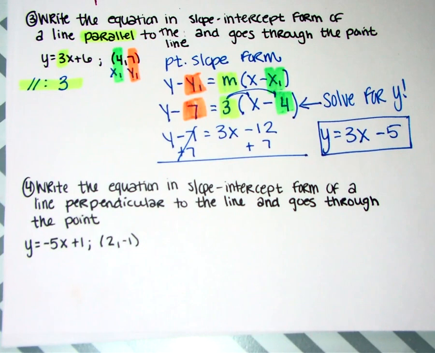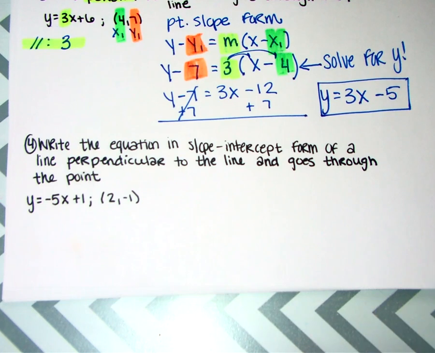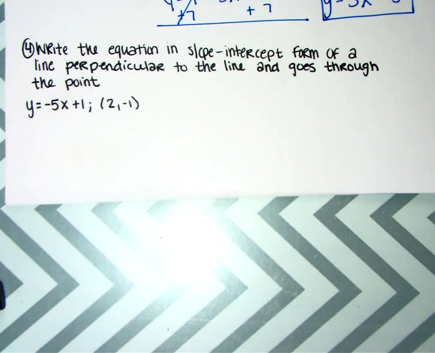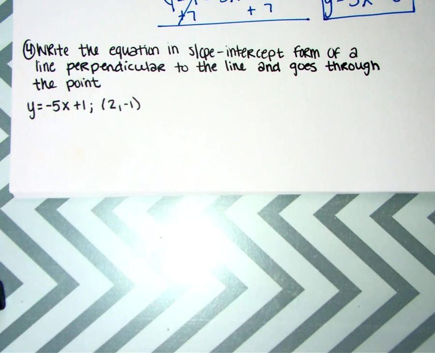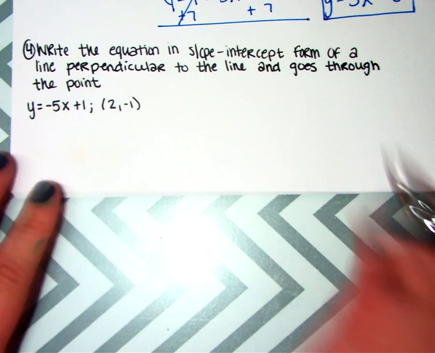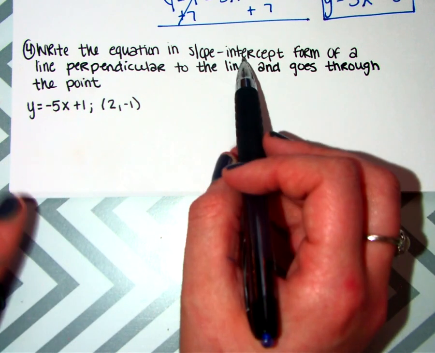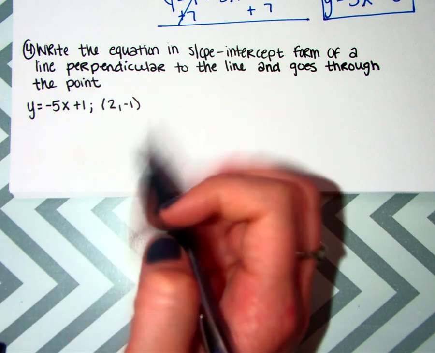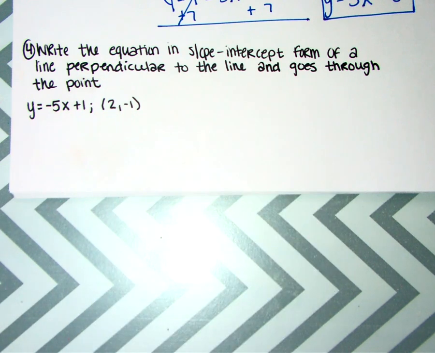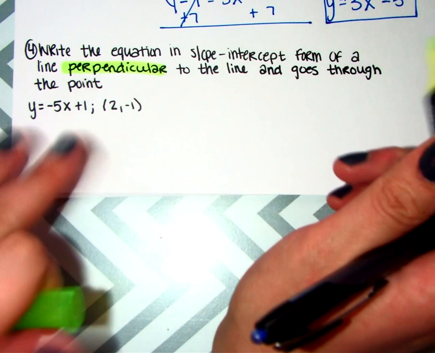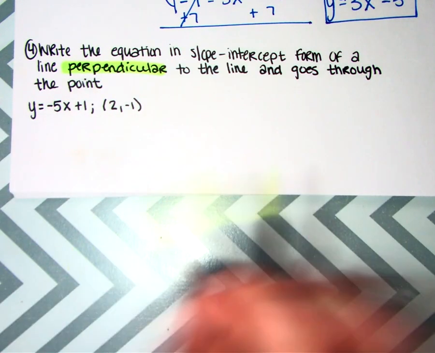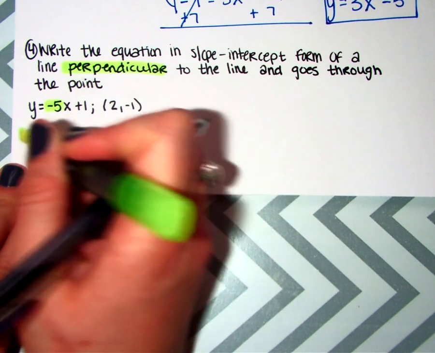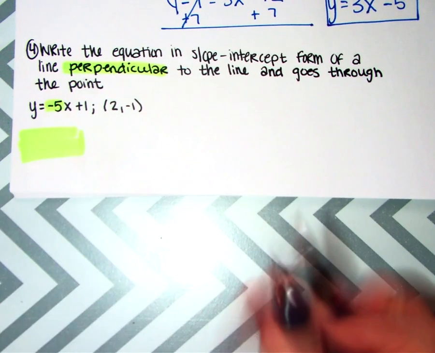The next problem is going to be the exact same type of problem, only now we're going to deal in terms of perpendicular. So it's really important that we're reading our question. So it says, write the equation in slope-intercept form of a line perpendicular to the line and goes through the point. In this problem, again, slope-intercept form, but I'm given a point. I need to start in point-slope. But before we do that, we have to pay attention to the fact that we want a perpendicular line. It's going to change. It's not always going to be the same. So I'm going to look at my slope. My slope is -5.